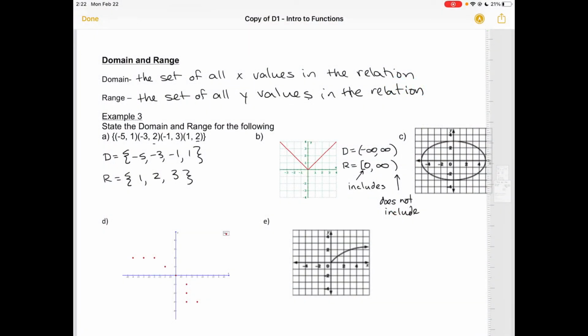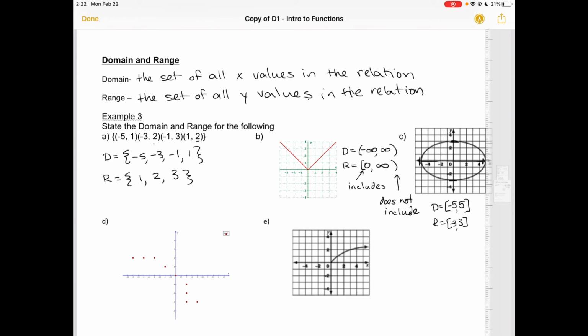In example C, we're looking for the domain and the range. So the domain is going to be all our x values. So right from -5 all the way over to +5. And we include both of our endpoints. And then our range is all of our y values. So from -3 to +3.